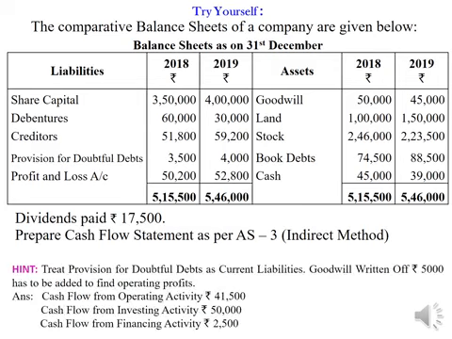Okay, the hints are given. Treat provision for doubtful debts as current liabilities. Provision for doubtful debts is given in the problem. Treat it as current liability. We can also deduct it from book debts, but instead of that, treating it as current liability will make the solution easier.